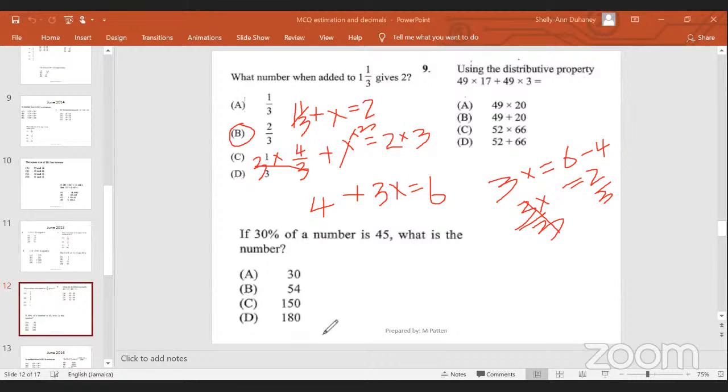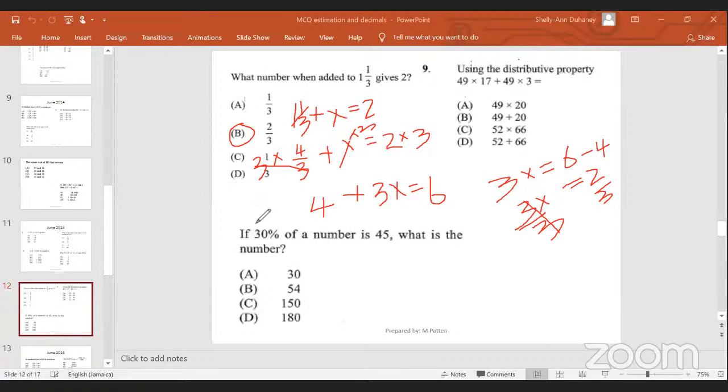All right, next question. It said 30% of a number is 45. What is that number? 30% of a number is 45. 150. Only get 150. Miss, you know A and B can be that. So that's only the answer. Miss, you don't have to use your phone. Just like the first one.